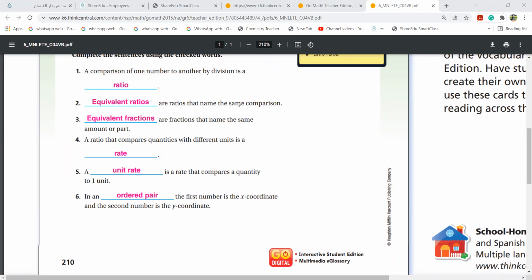Then we have the same comparison. If it is the same comparison, it is called equivalent ratios. If they are ratios, you say equivalent ratios. If they are fractions with the same amount or part, it's called equivalent fractions.